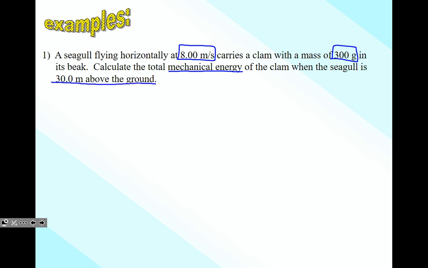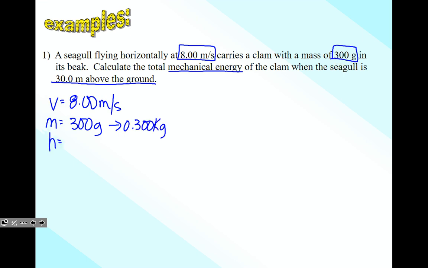Okay, so we've unpacked our question. Now we're going to write everything we know. We know that our speed is equal to 8.00 meters per second. We know that our mass of the clam is 300 grams. We know also that grams isn't going to cut it. We have to convert to kilograms, which is 0.300 kilograms. So far, so good, kiddos. And we were also given the height, which is 30 meters. Okay, awesome. So now we have to figure out our mechanical energy.